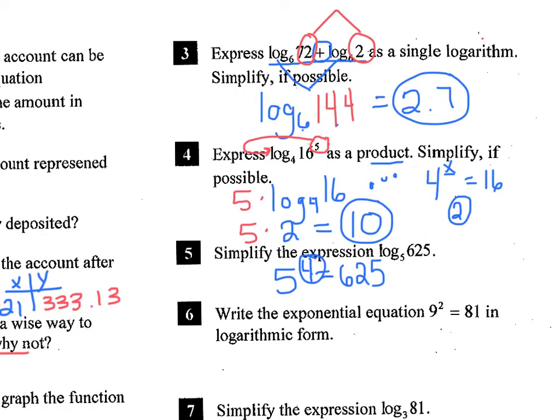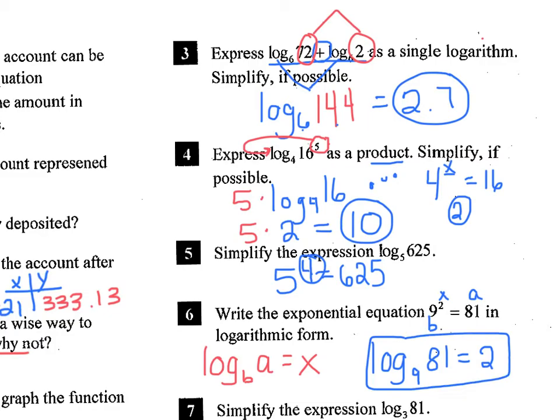Alright, number 6, we have to take this and put it in log form. If you remember, log base b of the answer equals the exponent. So I'm going to label all the parts of this. 9 is the base, 2 is the exponent, and 81 is the answer. So let's just rewrite it. Log of the base, which is 9, of the answer, 81, equals the exponent, which is 2. So that's the answer to number 6.